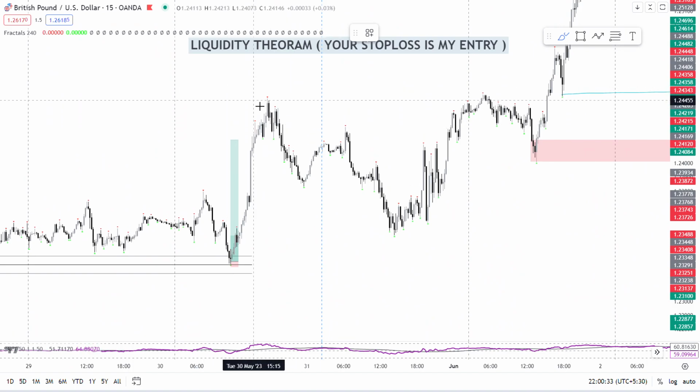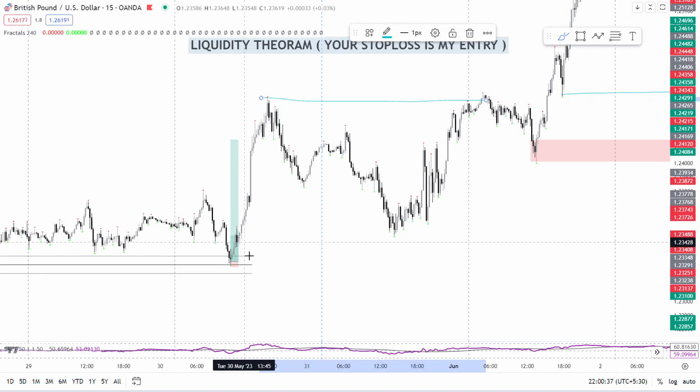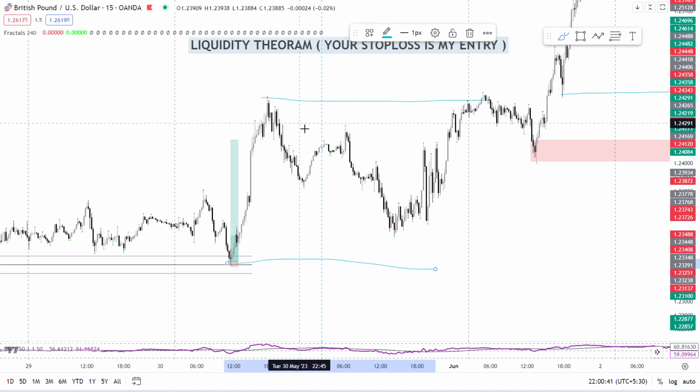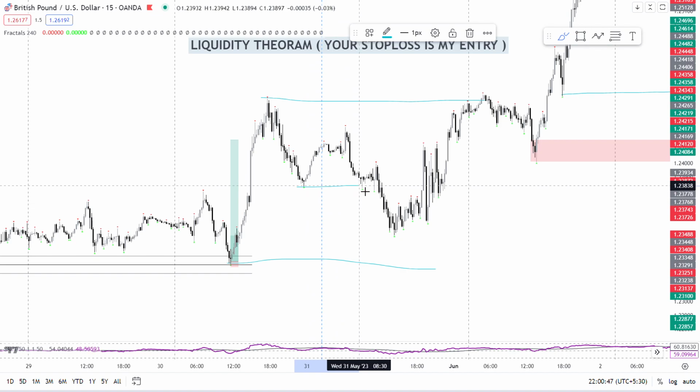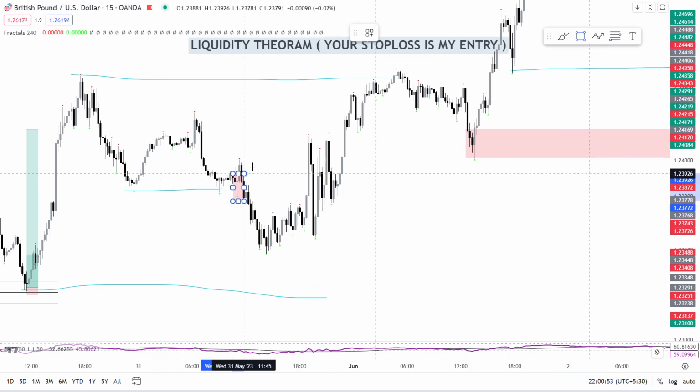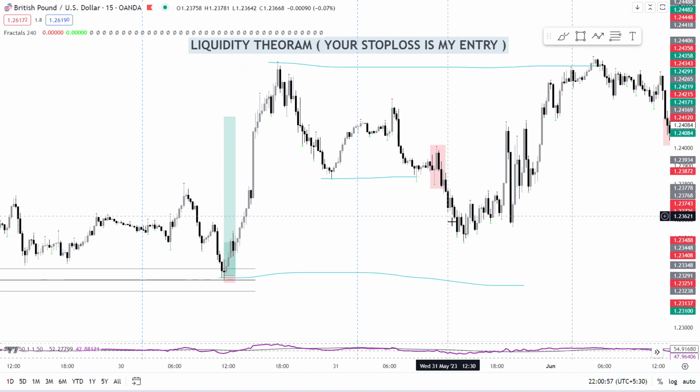For this day, Tuesday 30th May, this is the previous day sectional liquidity, and this is also previous day sectional liquidity. In between these, if there is any liquidity, it will become the previous day's internal liquidity. The previous day's internal liquidity are also very good turning points in the marketplace. Can you see this nice rejection move given by the market after the previous day's internal liquidity is taken out?